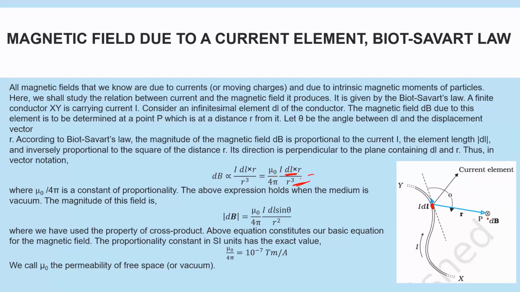Since we have a cross product here, in magnitude form we can express it as the modulus of dB equals mu 0 by 4 pi, I dl sin theta by r squared. This dl cross r actually becomes dl r sin theta, so r gets cancelled and you're left with r squared in the denominator. The value of the constant mu 0 by 4 pi is 10 raised to minus 7, where mu 0 is the permeability of free space or vacuum. This expression is the Biot-Savart law. It shows the relation between the magnetic field and the current passing through a material; here we are considering a line element of a current carrying wire.